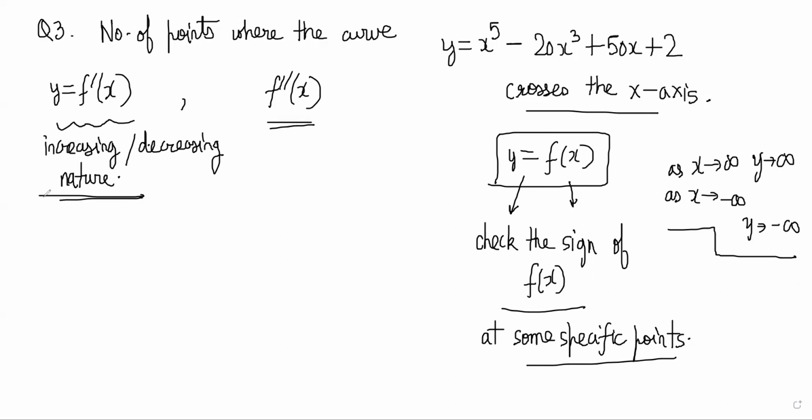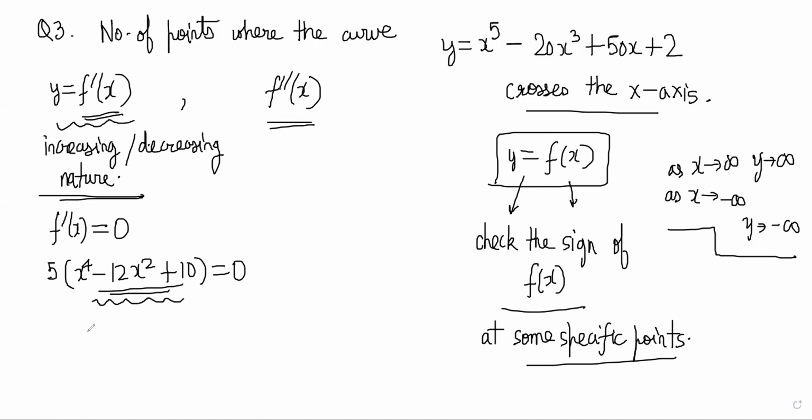Is everyone able to find the critical points roughly at least? Yes, sir. Critical points are where f dash x is 0. F dash x is 0 will give you a fourth degree equation. You should get something like 5 times x power 4 minus 12x square plus 10 equal to 0. This is a fourth degree equation. It can have 4 roots. You have to see all the roots and figure out what those roots are.